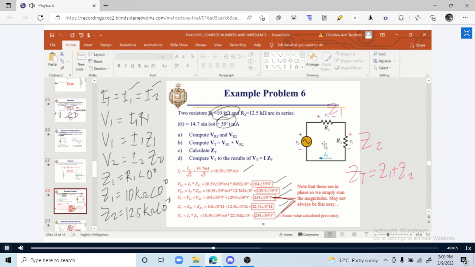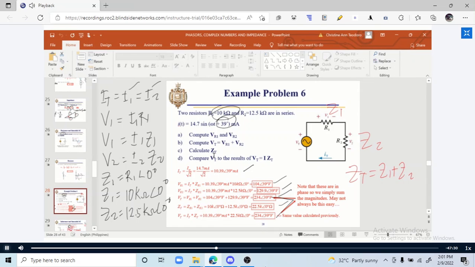We have an example here so that you can visualize. We have two resistors, R1, which is equal to 10 kilo ohm, and R2, which is equal to 12.5 kilo ohm, in series. We have a given I total of 14.7 sine omega t plus 39 degrees milliamps. We are asked to compute for VR1 and VR2, the voltage across R1 and the voltage across R2. Then we are also asked to get the total voltage in terms of VR1 and VR2.